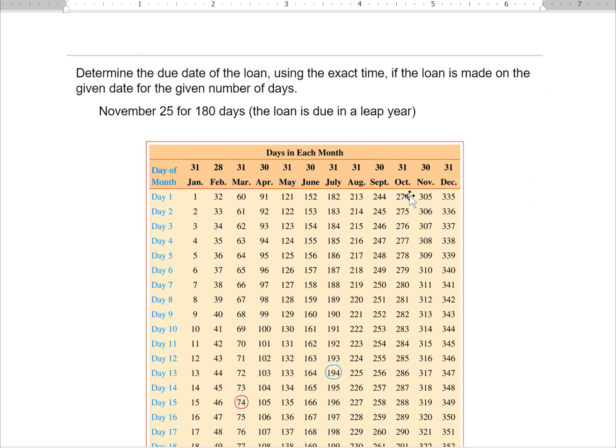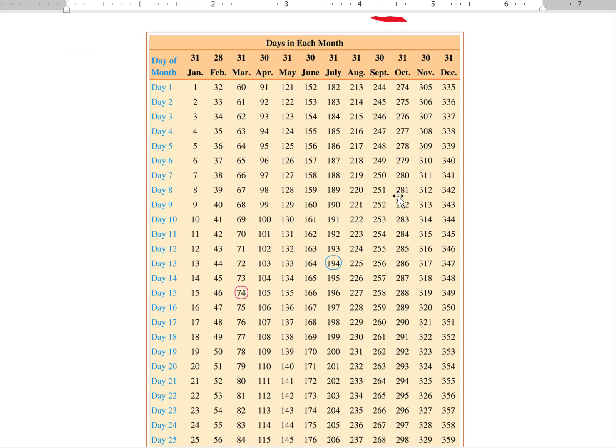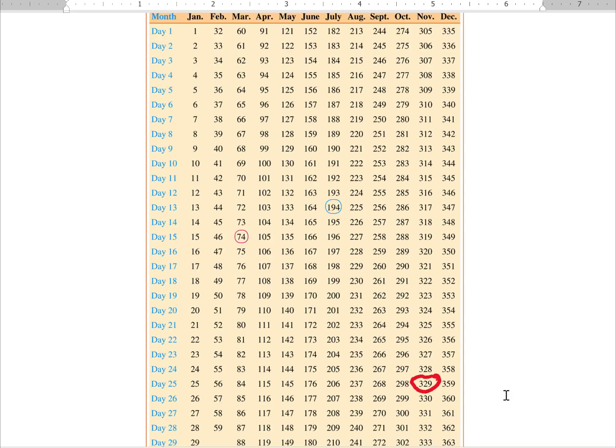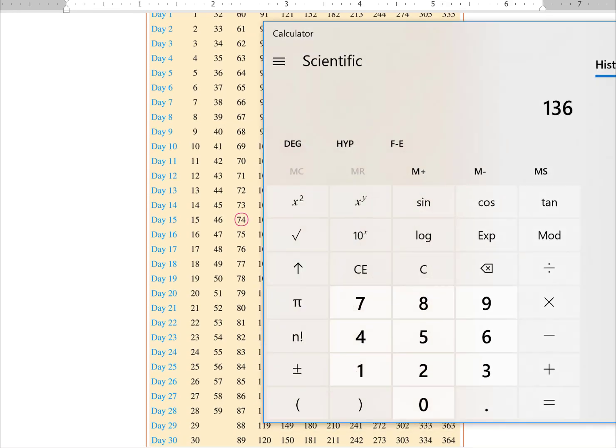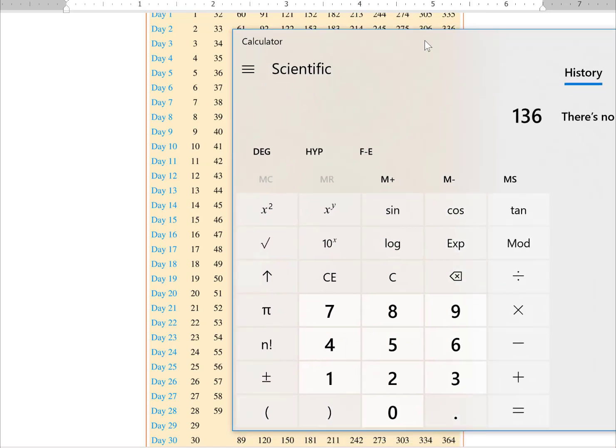And the last example is a little bit different because we notice that this is a leap year, and we're actually going to figure out a due date for a loan, and we're going from November 25th. So I'm going to scroll down here and find November 25th, which is right here, and I'm going to find out how many days it is from then until the end of the year on a leap year. So that's 366 days. So I'm going to take 366 and subtract 329.